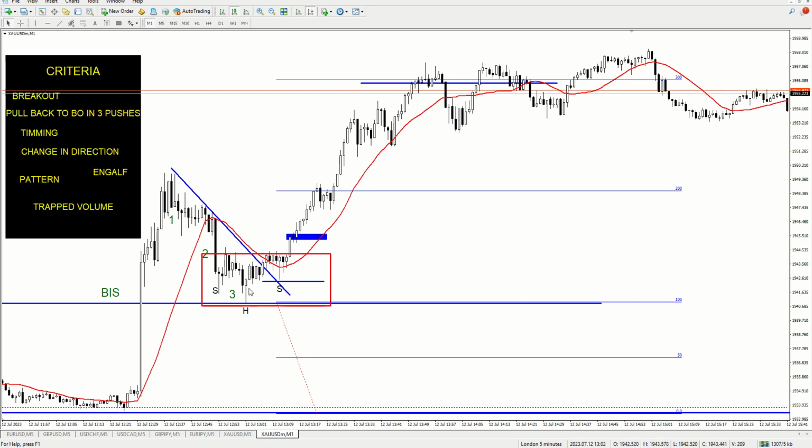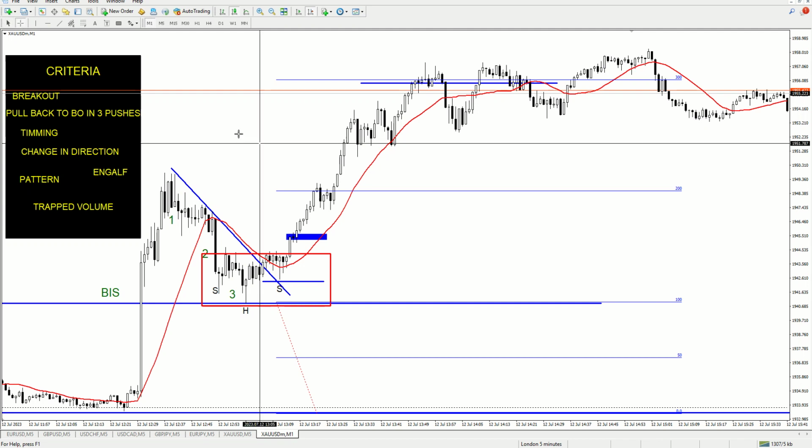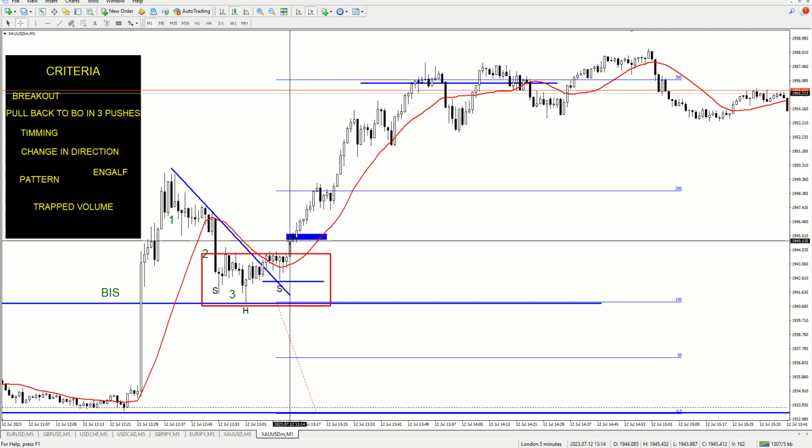Like here, 3 o'clock they gave me a pin engulf, but they still consolidated, went up, consolidated, brought the consolidation down. So they were still busy trapping, but they started shifting the zone immediately at 3 o'clock. Okay, and let's see at what time. This is so great, guys. Immediately at 14 past, they shifted the zone.